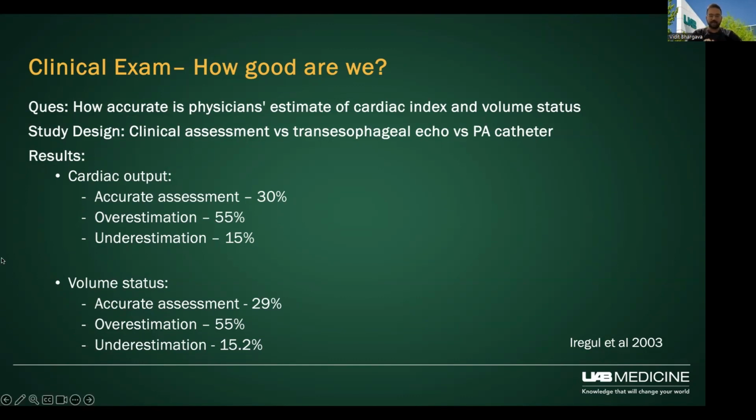So if we think about it, this is worse than even what a coin toss would show, that the patient has normal cardiac output or decreased or whatnot. As an aside, this study did show that transesophageal echo interpretation of cardiac output and volume status were pretty comparable to what the PA catheter shows. And I think it is one of the earlier studies that helps support the use of echo to make these judgments and decisions.